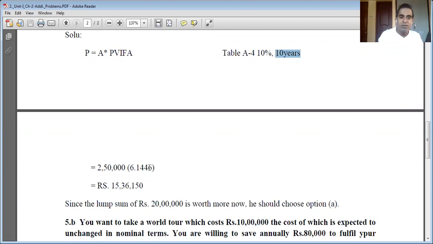Here it is 6.1446. So those who have not understood, if you look at the last digit, it is 6. If the last digit is 5, 6, 7, 8, 9, you can convert this into the next digit, 6.145, or you can write the full value as it is. Both are correct. So when we multiply the annuity 2,50,000 by 6.145 or 6.1446, what value do we get?